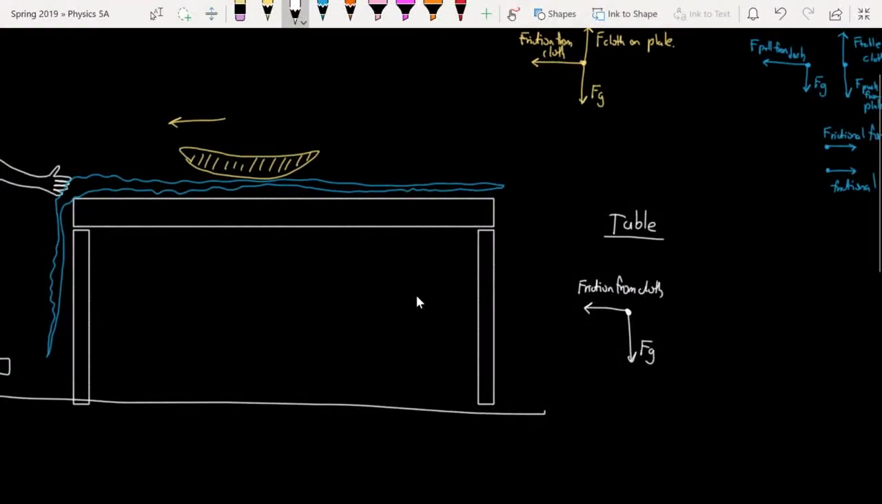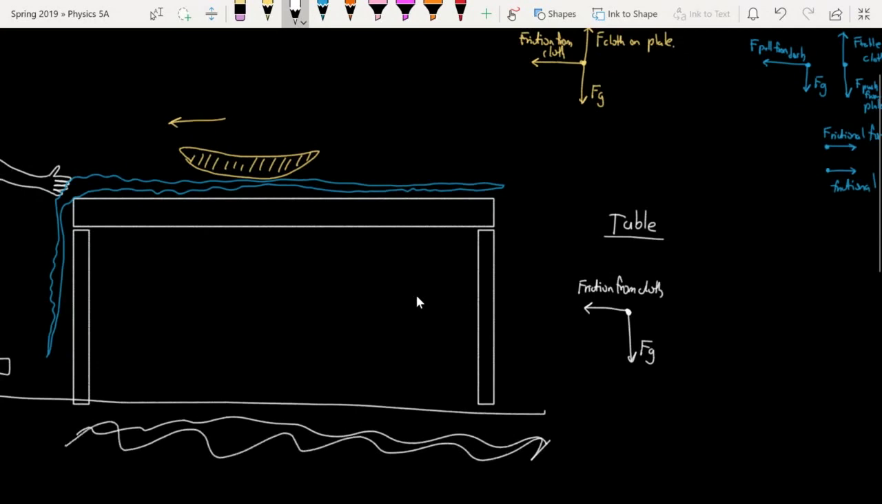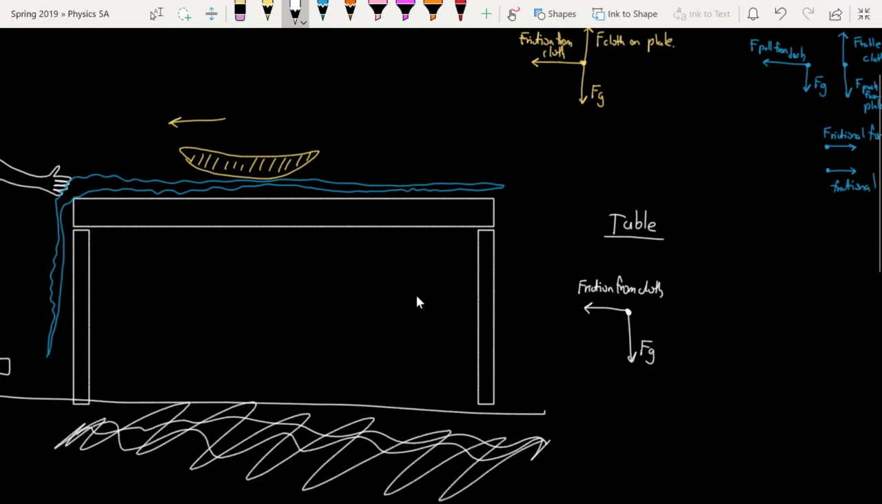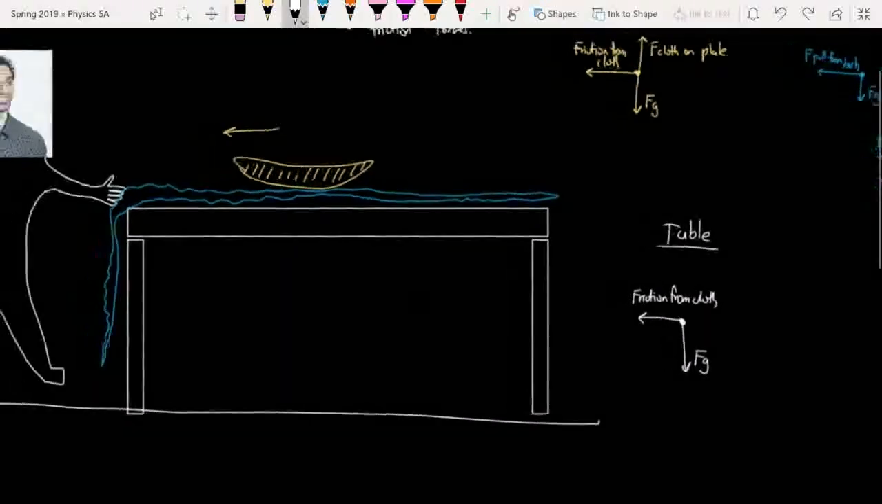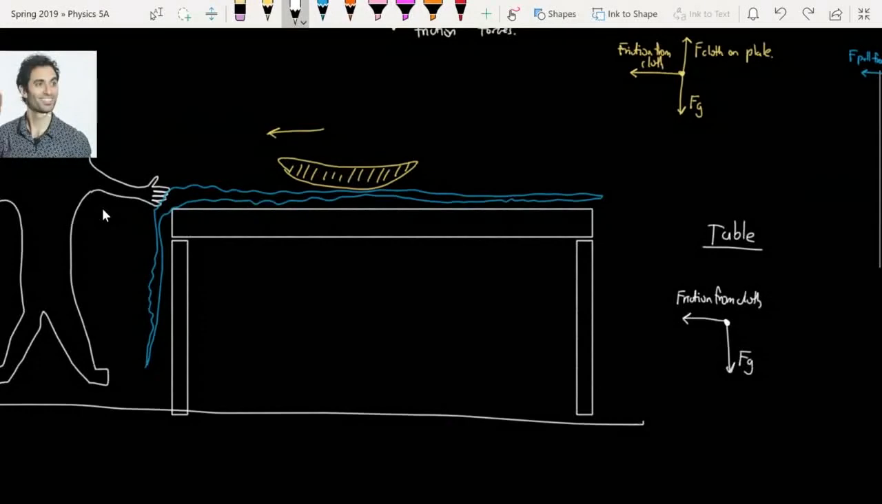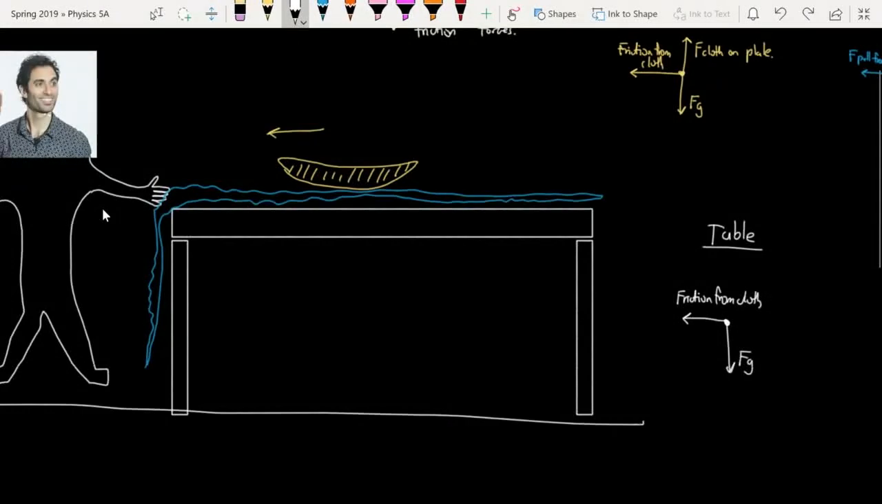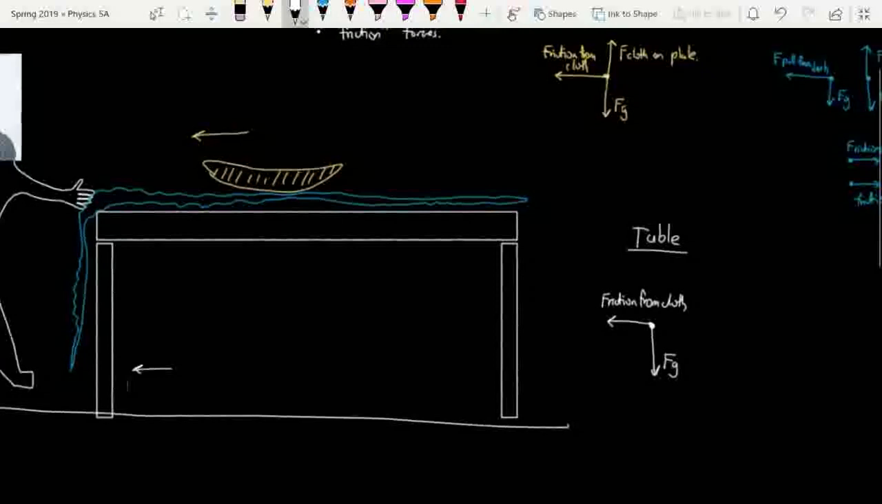So let's think about something else. If this table was super slippery, if the ground that this table is on was super duper slippery, what do you expect would happen if you tried pulling this? Think about a real world situation. Wouldn't this table slide over to the left if the ground was super slippery or full of oil and you tried pulling this? Wouldn't this entire table move to the left?